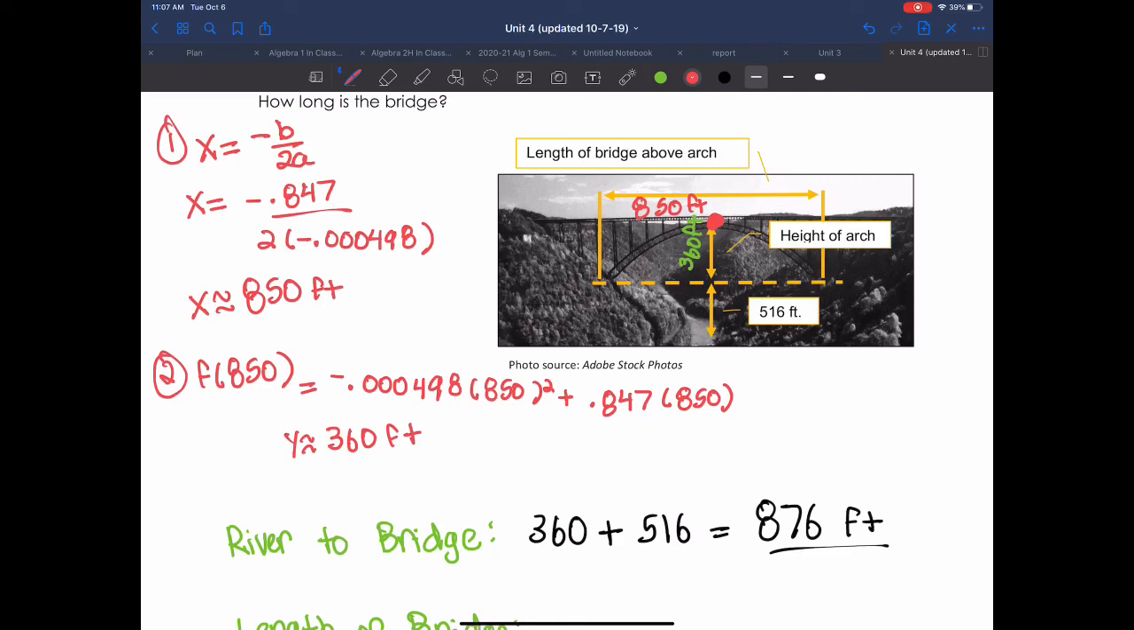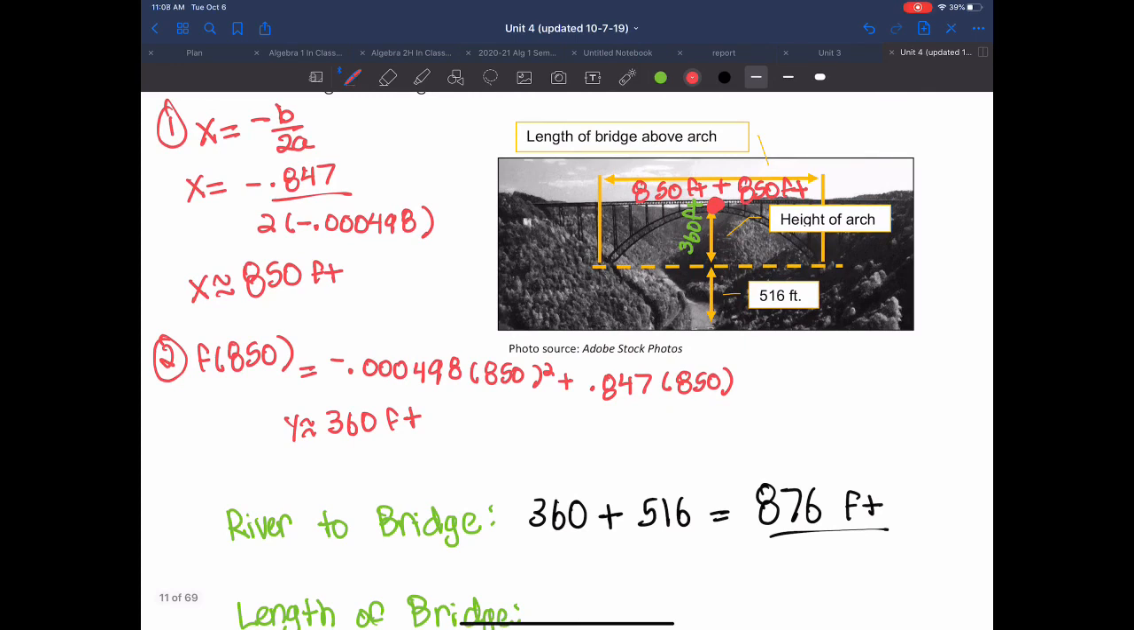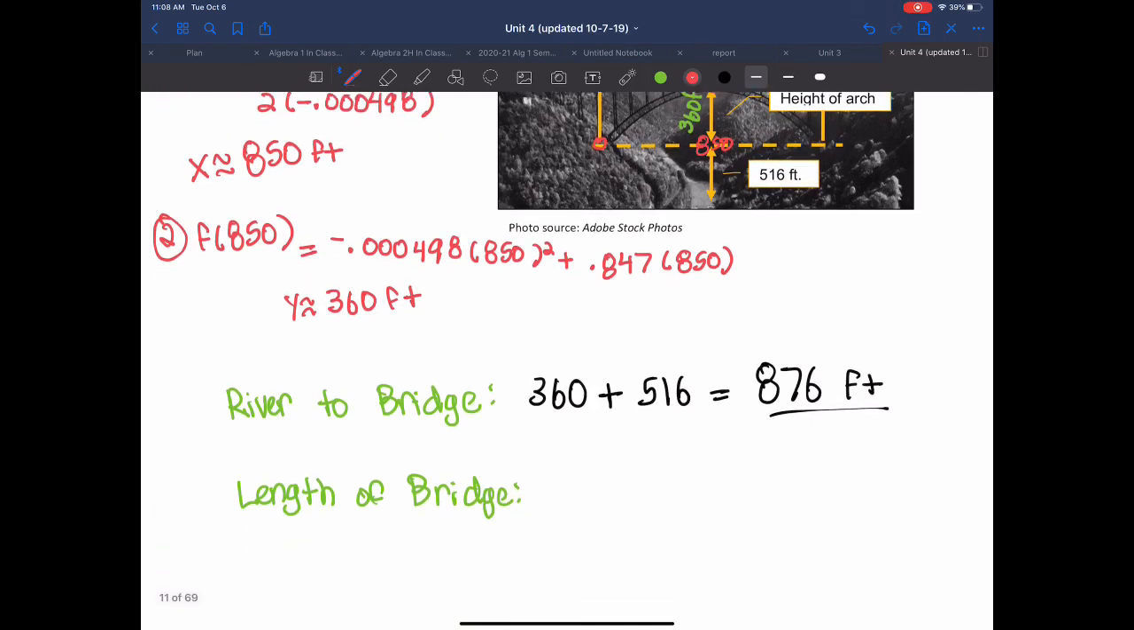So in order to find the second half of the length, we are literally just going to take 850 feet again and add these two 850s together, and that's going to give you the total length of the arc. Because the x value here is 850, from 0 to 850 is going to be the first half of my graph, and then the second half is going to be the same distance. So all I'm doing here is taking 850 plus 850, and that is going to give me 1,700 feet, right? So that is how you deal with a word problem that deals with a quadratic equation.